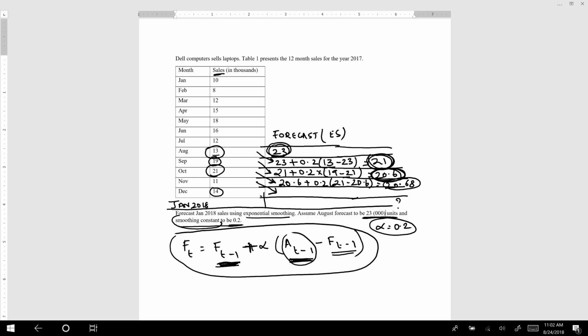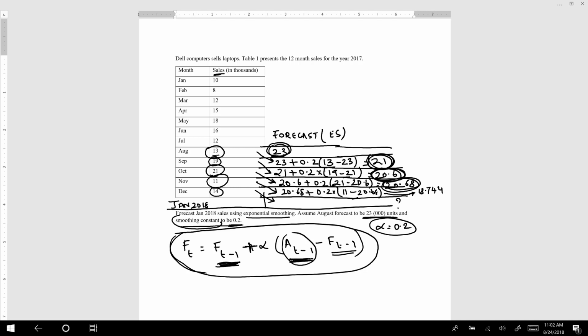Since we have November, we can calculate December's forecast, again F of t minus 1. I am using the same formula: 20.68 plus 0.2 multiplied by the previous time period's actual value, that is 11, minus the forecasted value 20.68. This is going to give me 18.744. So we can do the same thing for January now.